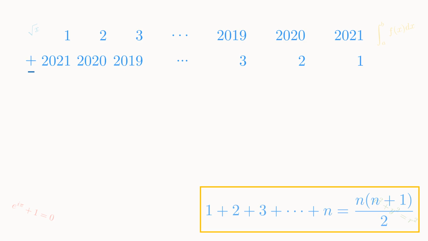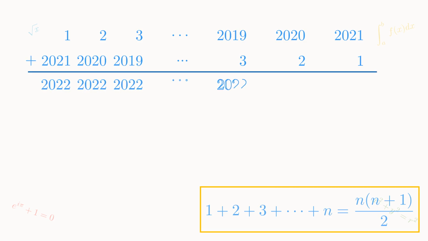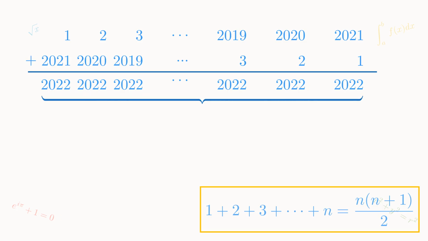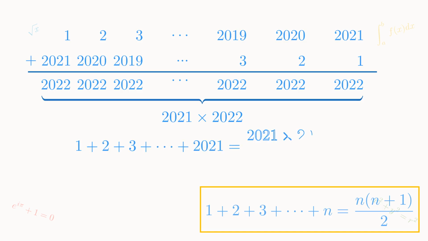When we add these two rows together, each pair of terms adds up to the same total. The total is 2021 times 2022. Since we added the numbers twice, we divide the total by 2 to find the actual sum. Now we know how to calculate the sum of the number sequence. Using this method, we can rewrite all the denominators.